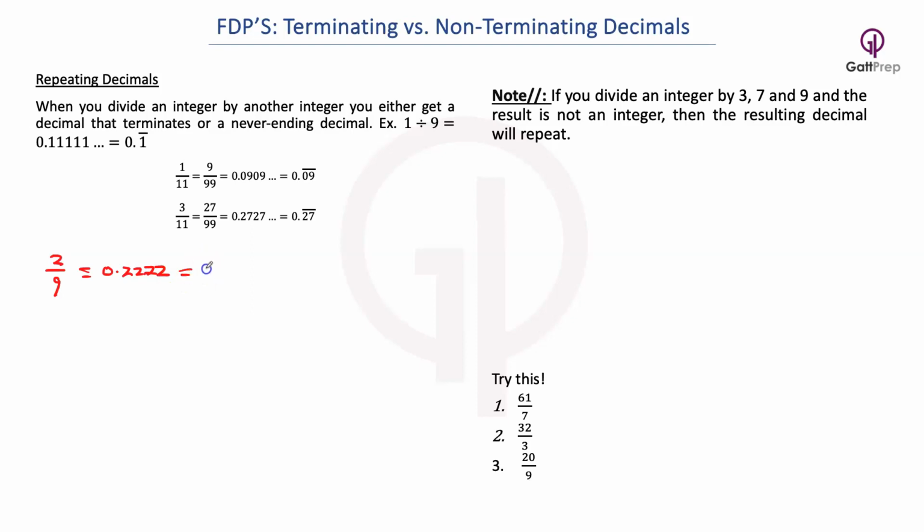0.2222, and then this one is what? 0.2 bar. 3 divided by 9 is 0.33333 is equal to what? 0.3 bar. Now, the rule here is that if the denominator is 9 or 99 or 999 or another number equal to a power of 10 minus 1, then the numerator gives you the repeating digits, depending on whether you have 1 digit or 2 digits.